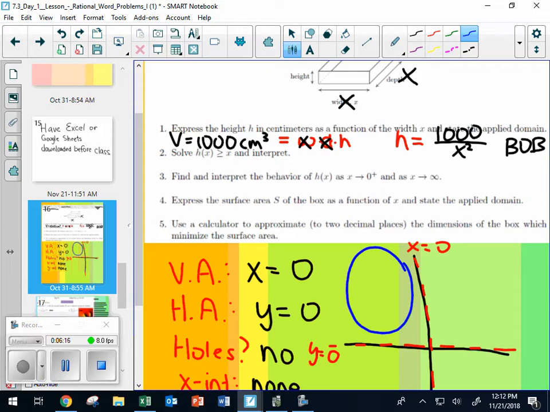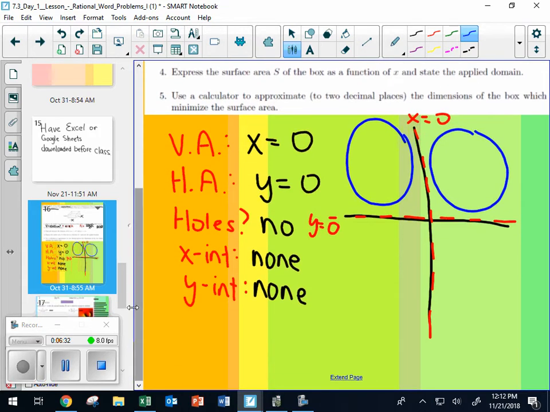What do you think? Who thinks positive? Who thinks negative? All right, I'm seeing positive. It will indeed be positive, because if we just plug in like 2, that'll still give us a positive h. So we're going to be in the positive quadrant for both of our sides. So here we'll have one piece, and here we'll have the continuation of our function.